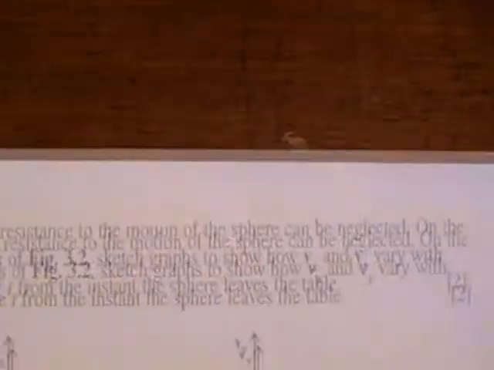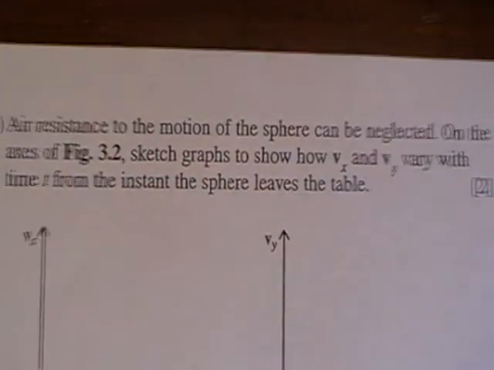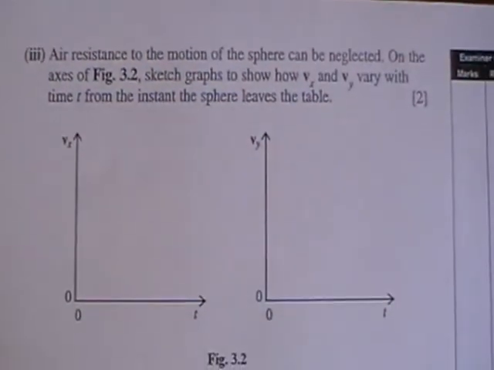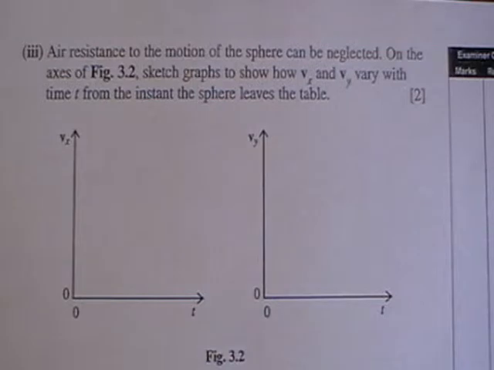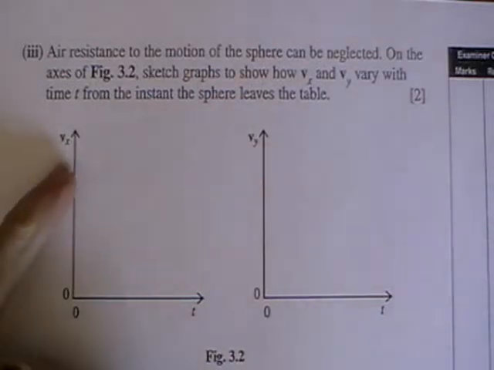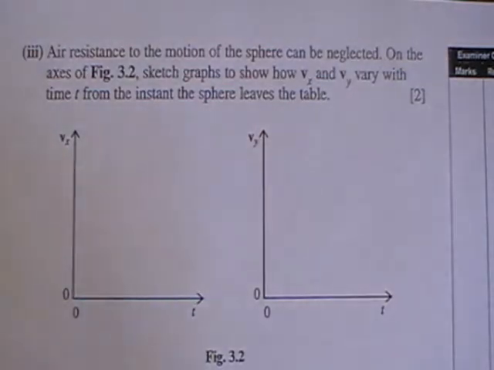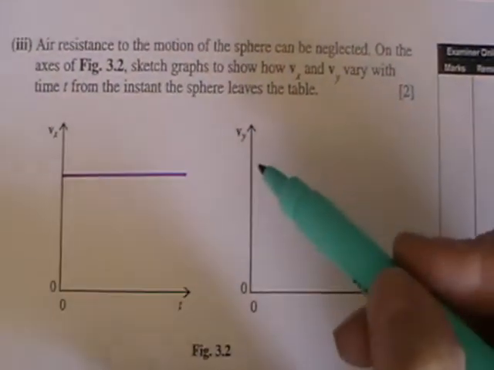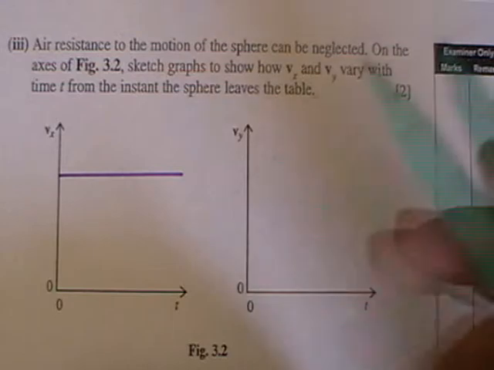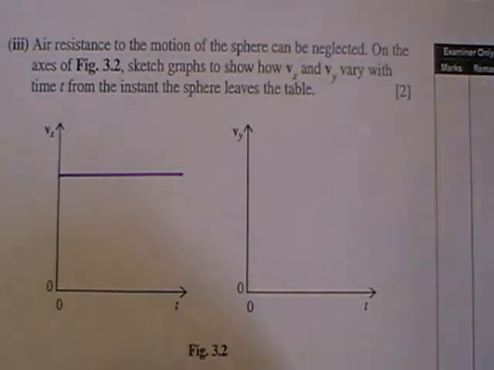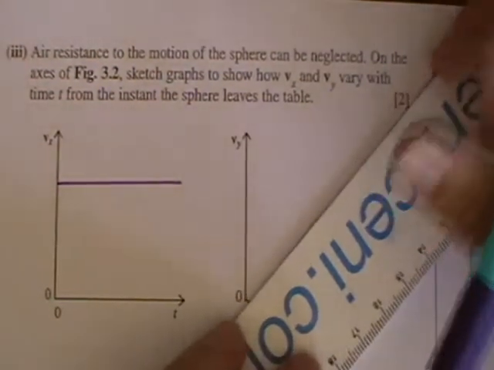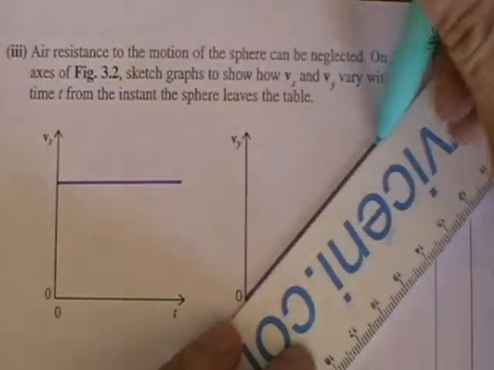Part 3. Air resistance to the motion of the sphere can be neglected. On the axes on figure 3.2, sketch graphs to show how Vx and Vy vary with time t from the instant the sphere leaves the table. So Vx there is a horizontal one. It doesn't change, and so its velocity is going to remain constant. So we'll just draw a straight line across there. But Vy is a vertical one, and it of course increases due to acceleration due to gravity. And so if we just draw in here a line like that.